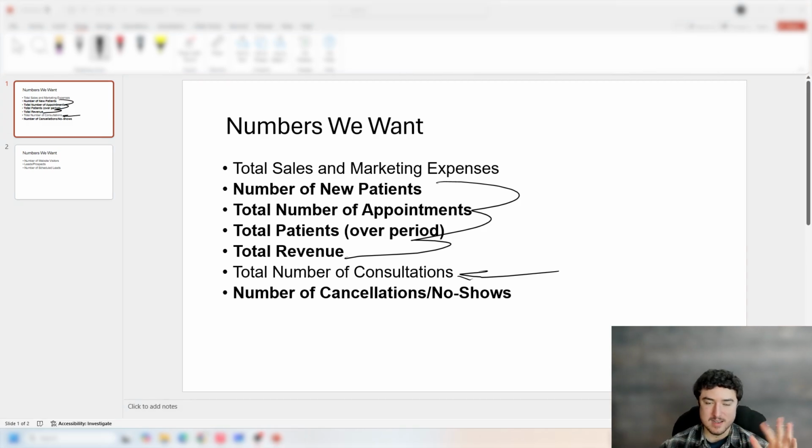And then if you don't use any of that, then I'll go over some ways that we can start recording that kind of stuff in the next video. But again, if you do free consultations, then we would want to go ahead and note that down.